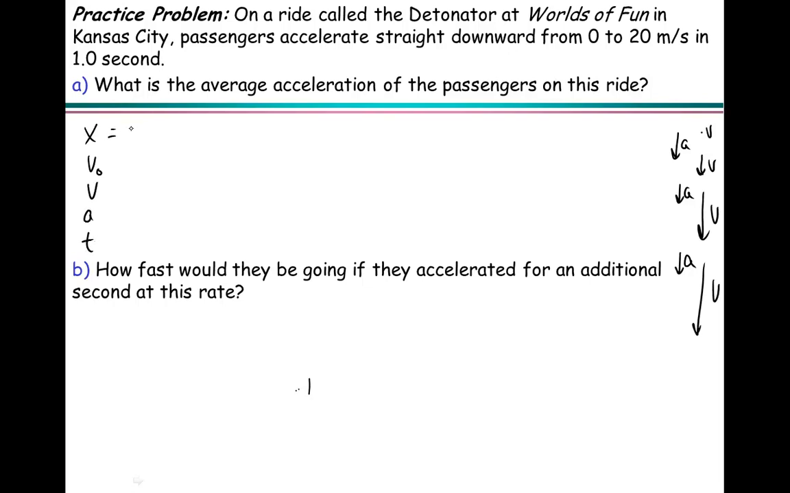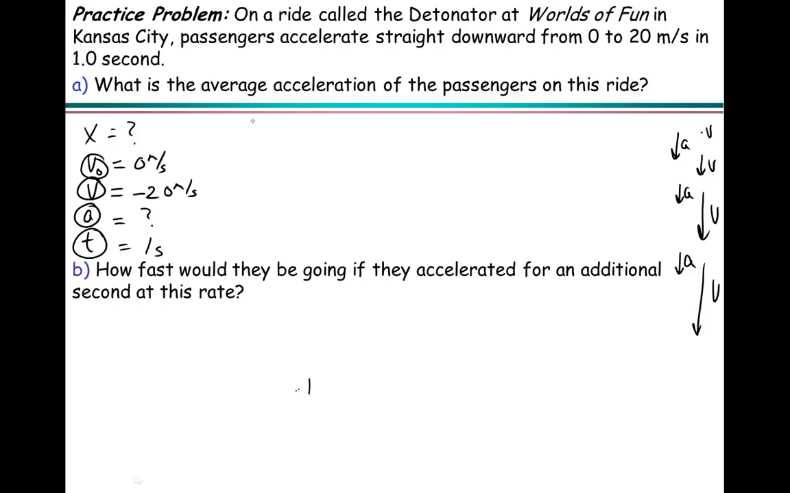So we don't know the displacement. The initial velocity is 0 meters per second. We can tell that by looking at our motion map, starting at 0. The final velocity, the problem tells me it's going 20 meters per second, but my motion map shows that it's going downward, and for us, downward is negative. And then our acceleration, we don't know. Our time, it tells us, is 1 second. So we circle the 3 variables that we know, plus the one we're looking for.